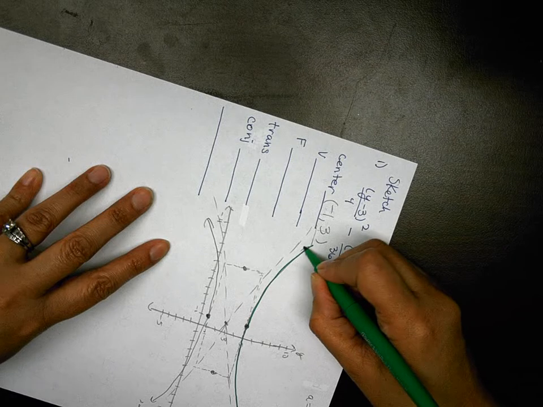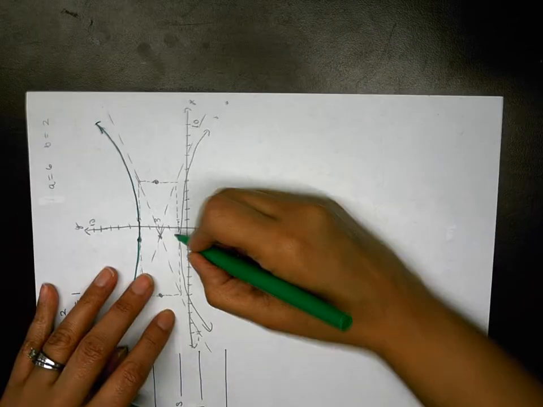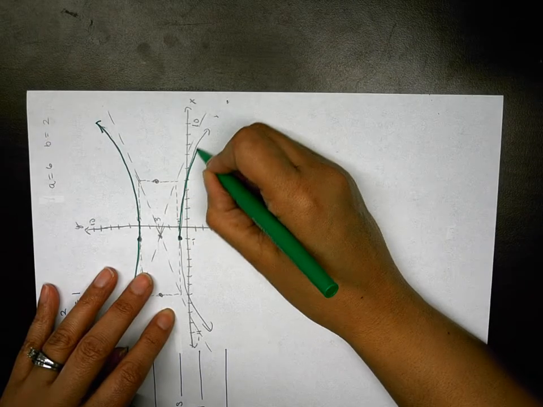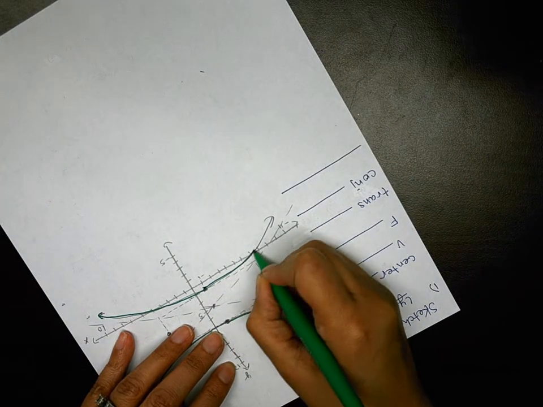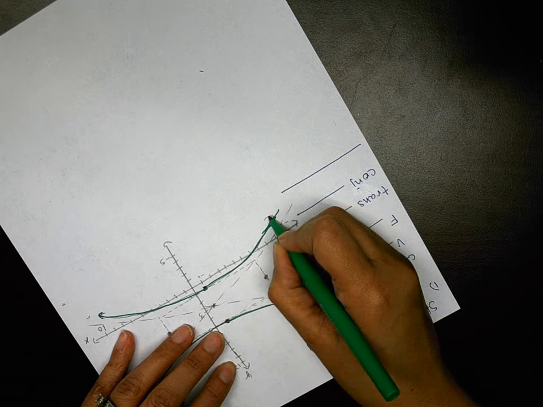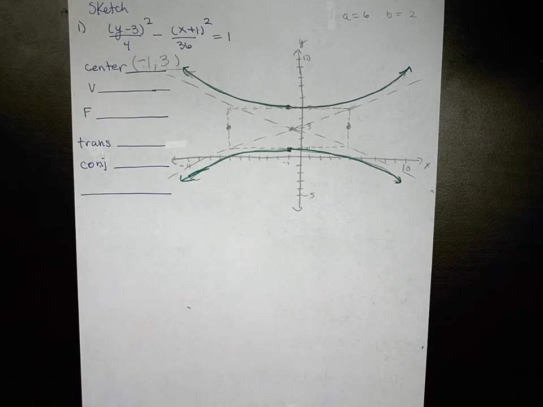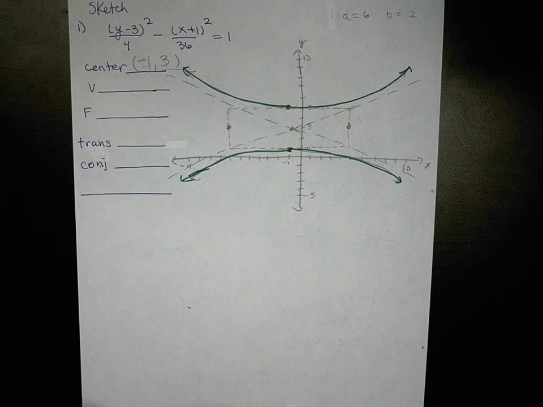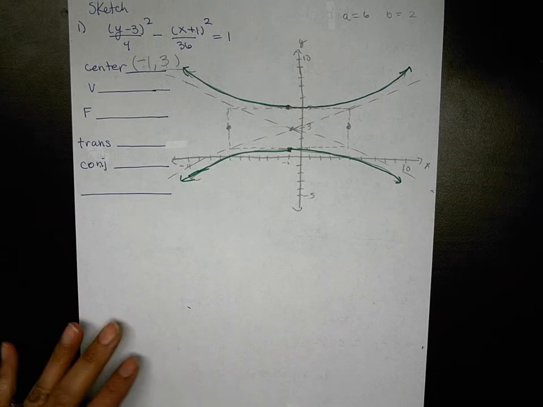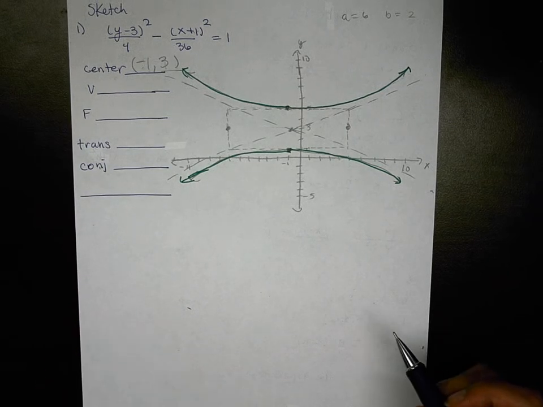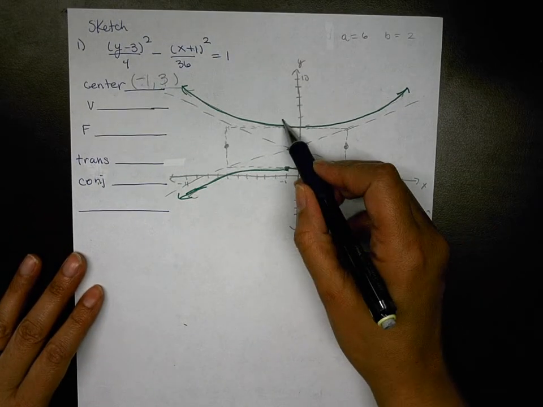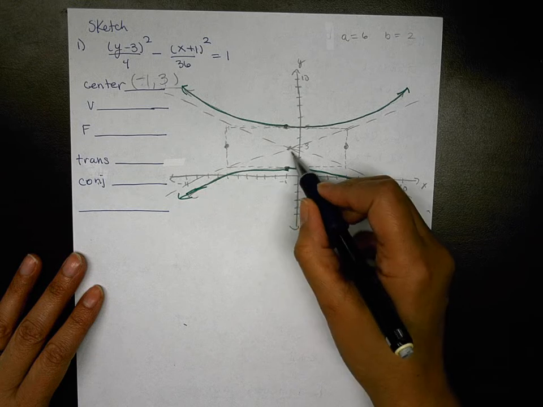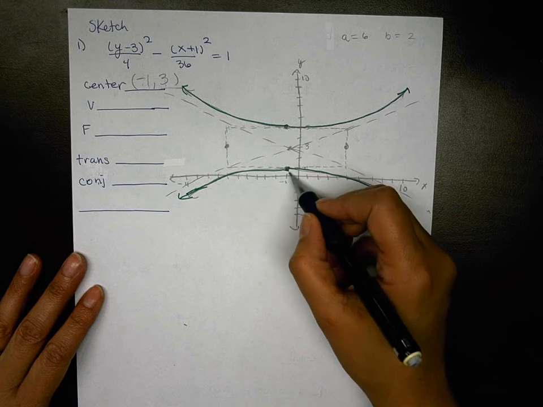Okay, so I'm going to repeat what I said. Do you see where the size of your rectangle determines how wide or narrow your hyperbola is going to be? Yes? Okay, so use your formulas or look at your picture. Find these vertices here. You went left 1, up 3, and then from there you went up 2 and down 2. They're pretty easy to find.